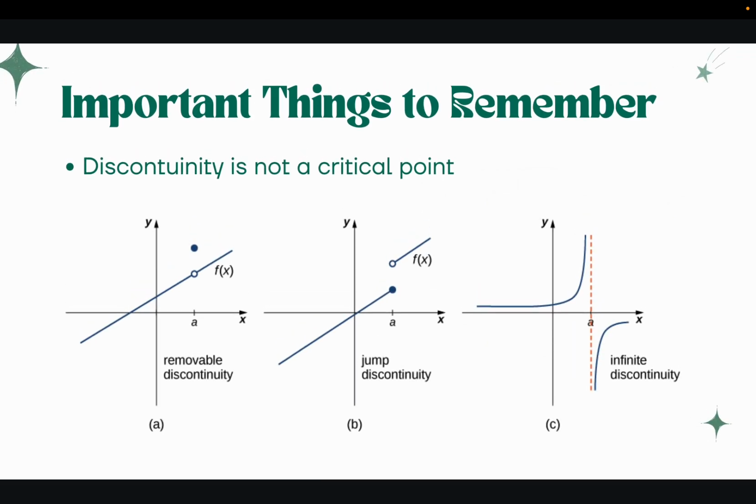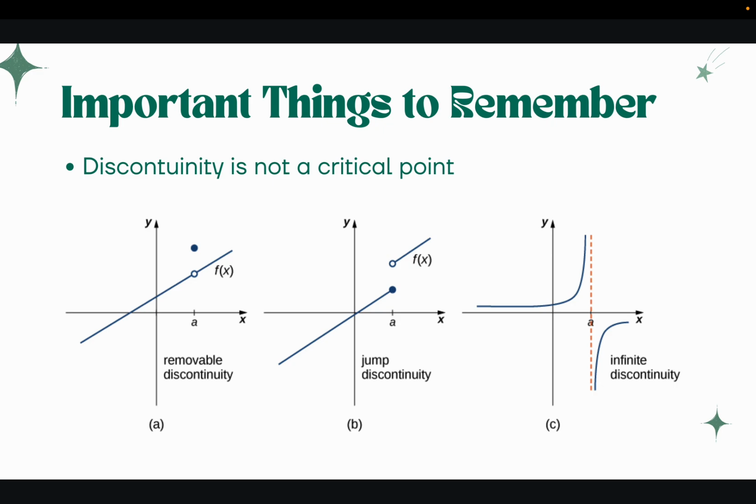Another thing that you need to remember is that discontinuity is not a critical point. Students believe that discontinuity is also a critical point, but it's not. They believe it because at that point the function is not differentiable. You're right that the function is not differentiable at the discontinuity, but why isn't it a critical point, you might ask?